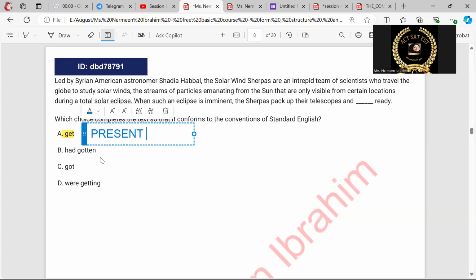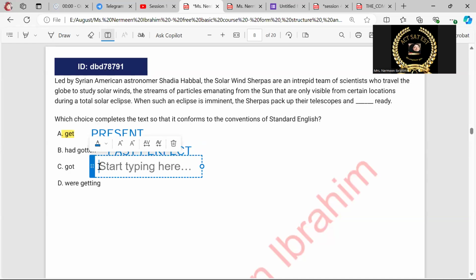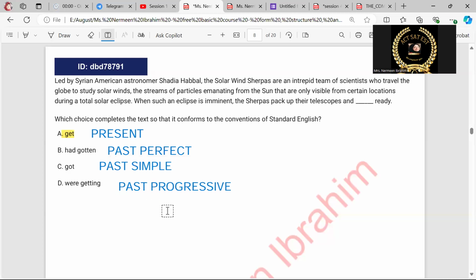This is present, Omar, right? And this is past. Which answer did you go for? I went for C, got. Okay, that's past perfect, that's past simple, and this is past progressive. Did you notice that we have 3 past choices and only 1 present? This can tell you it might have to do with 3-to-1, but for tenses, okay?